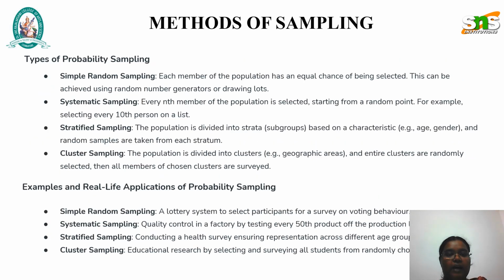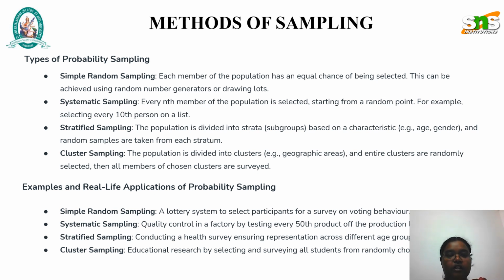Types of probability sampling. First is simple random sampling. Each member of the population has an equal chance of being selected. This can be achieved using random number generators or drawing lots. Systematic sampling: every nth member of the population is selected starting from a random point, for example, selecting every 10th person on a list.